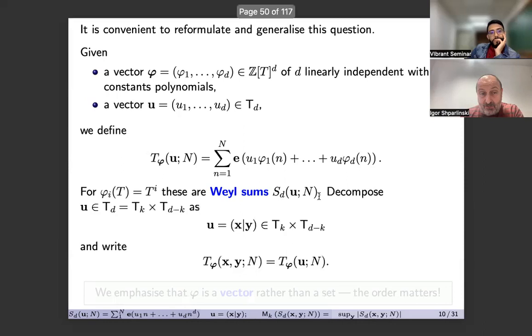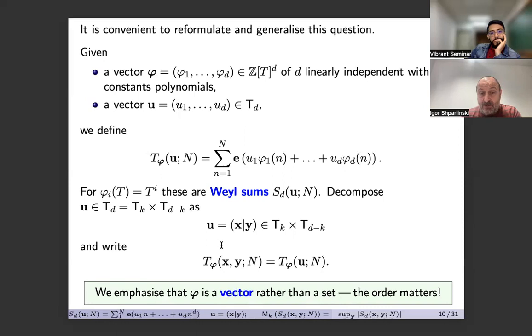Now I do the following. I decompose my unit torus, the d-dimensional unit torus, into a direct product of two tori, T sub k and T sub d minus k. And so my vector u will be split into a concatenation of some vector x and some vector y from these two tori. And instead of writing T of u, I write T of x, y, just to show that I have two groups of coefficients. And as I already said, it's important to remember that phi is a vector, not a set. So in this classical case, if you permute the t^i, you get a different equation with different sums. So the order matters to us.